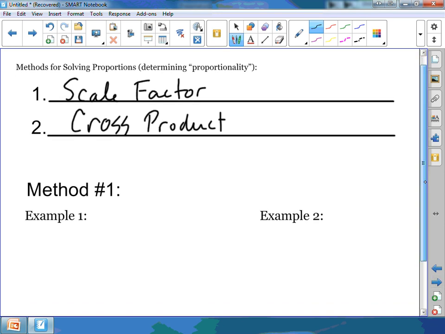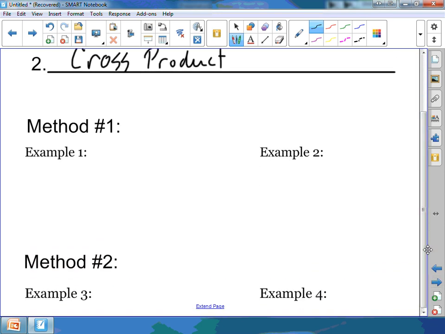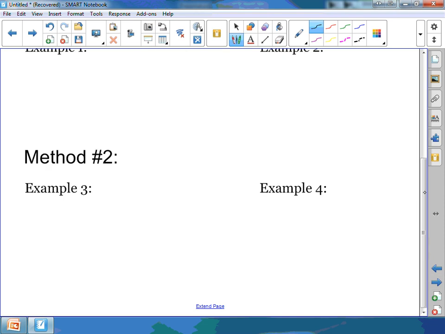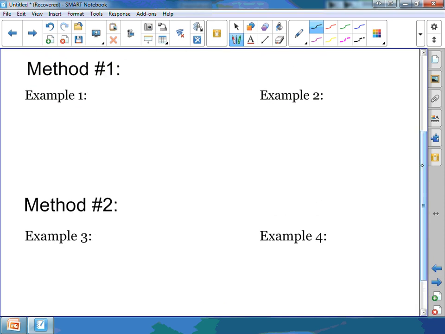So let's try something. See how it says method 1, method 2. I'm going to give you 2 different examples. Method 1 is to use the scale factor way, which is the way, again, that pretty much everyone used the first time through. So if I give you something like 5 to 8, keep it basic here, m to 40.